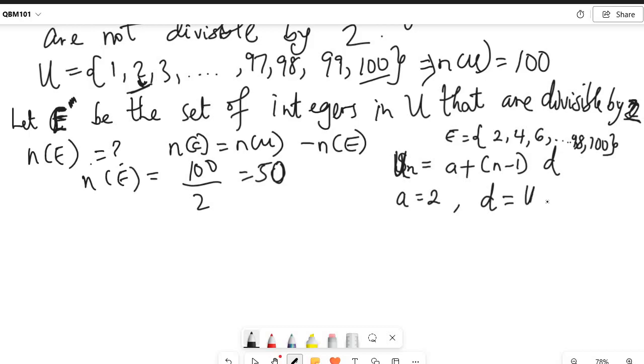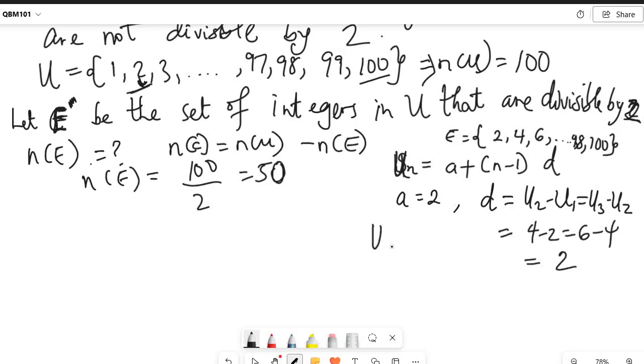The common difference is the second term minus the first term, third term minus second term, and so on and so forth. The one after minus the one preceding. So this will be 4 minus 2 or 6 minus 4, which pinpoints that it is an arithmetic sequence. So 2 would be the common difference.